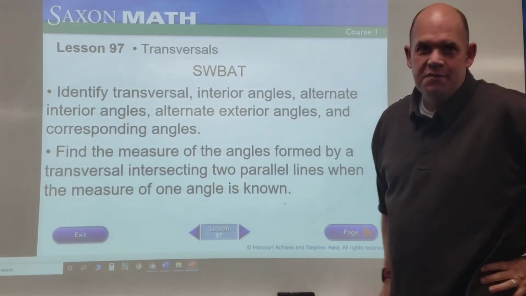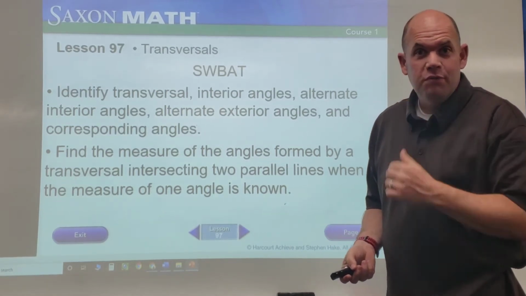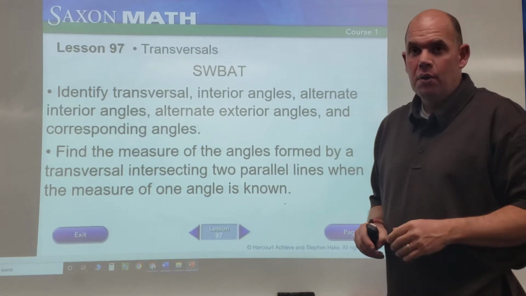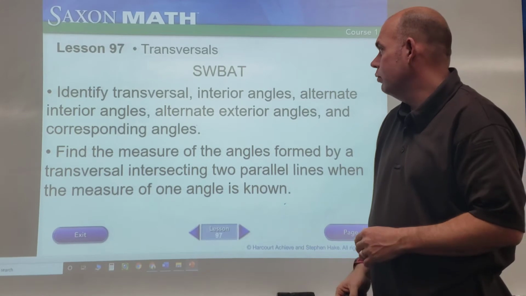We're doing lesson 97 on transversals. Now, this is a new concept that we haven't done before. It has to do with different angles, and so we're going to look at different angles when we have two lines intersected by another line. So that's what we'll do with transversals.